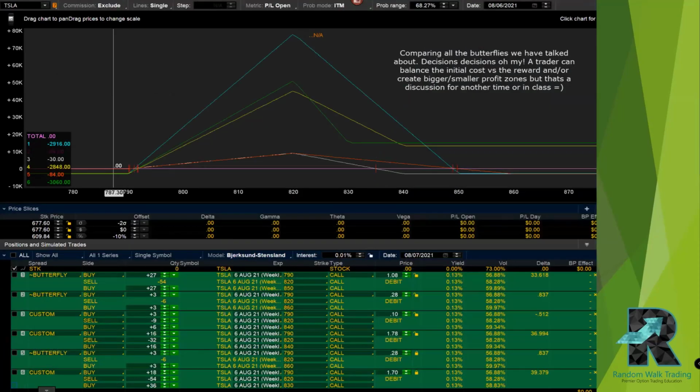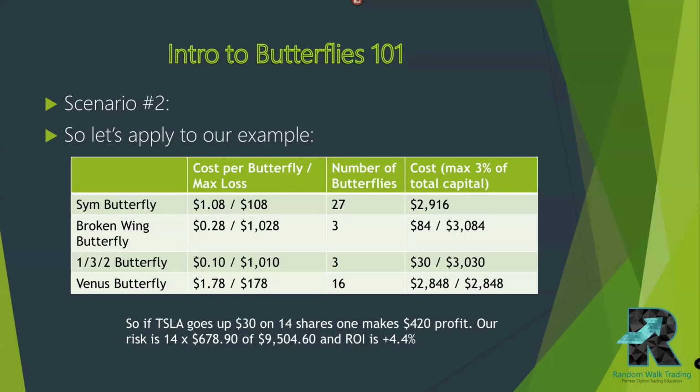And then this chart is basically overlaying all the different trades that we just looked at onto one risk graph, comparing the different risk rewards. And obviously there's pros and cons to each of these: entry costs, max margins, that type of thing. But that's another discussion for another time.